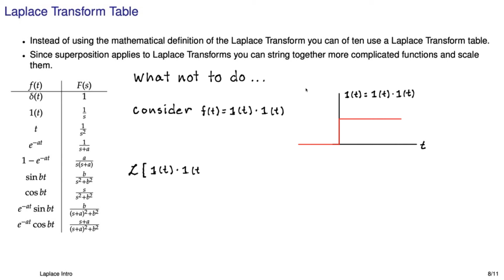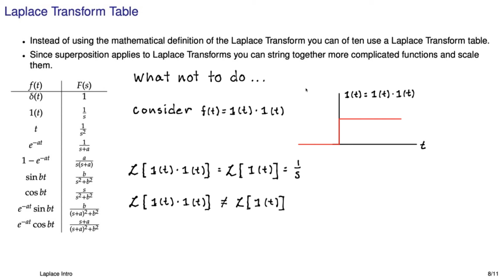Which means that if I take the Laplace transform of the step times a step, I just get the Laplace transform of a step, or 1 over s. What that also means is this, that the Laplace transform of a step times a step is not equal to the Laplace transform of a step times the Laplace transform of a step.